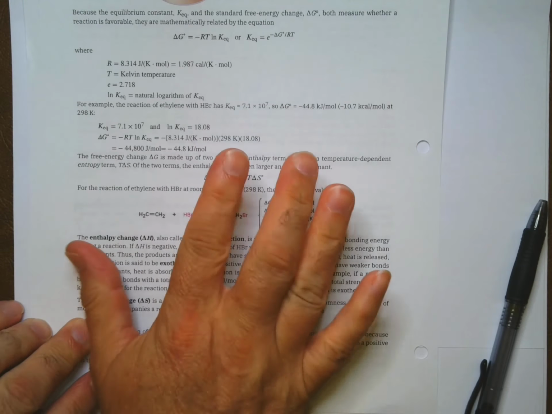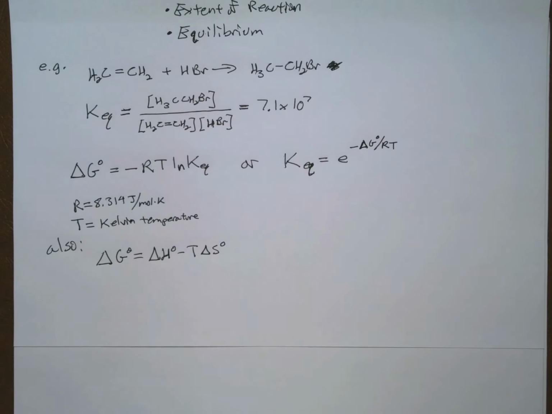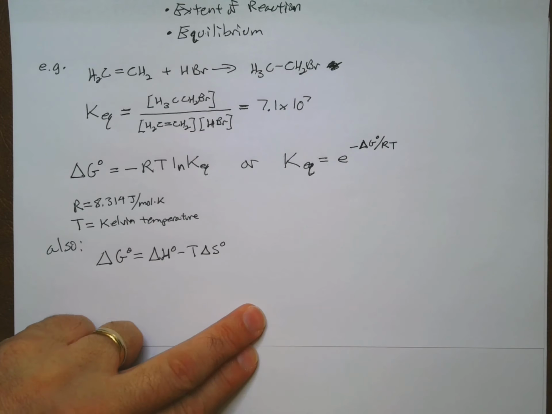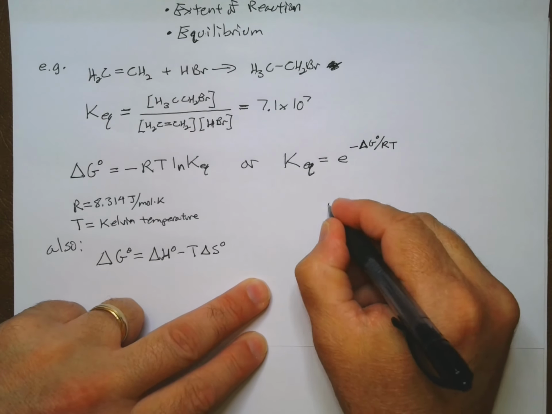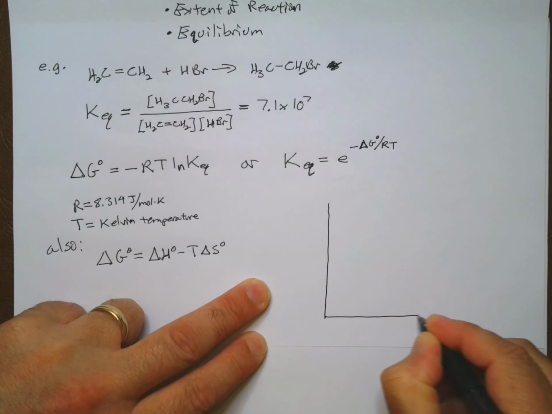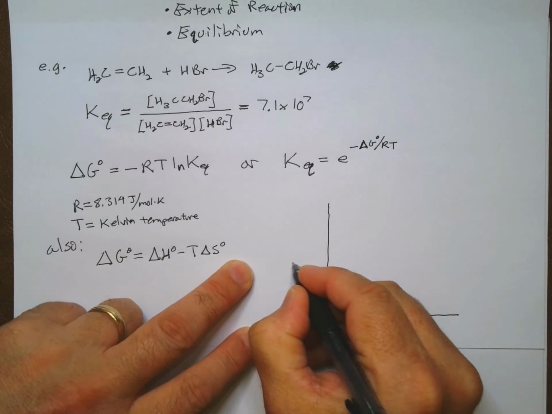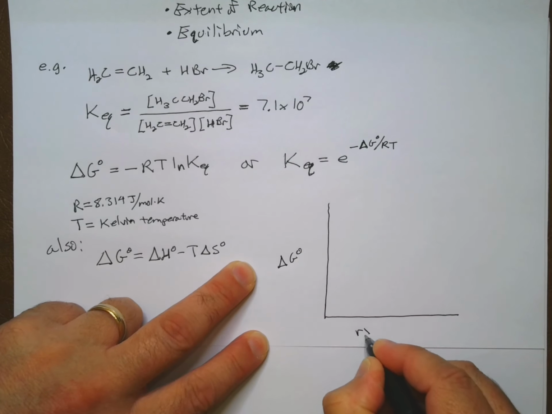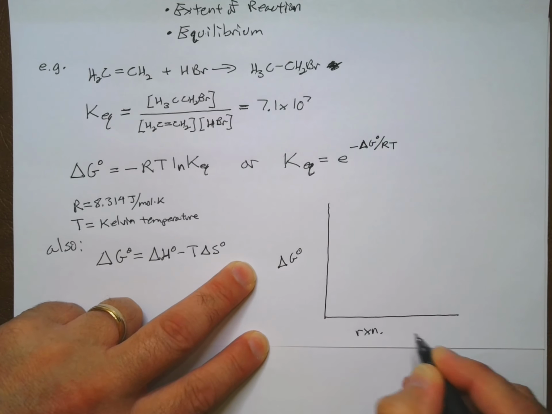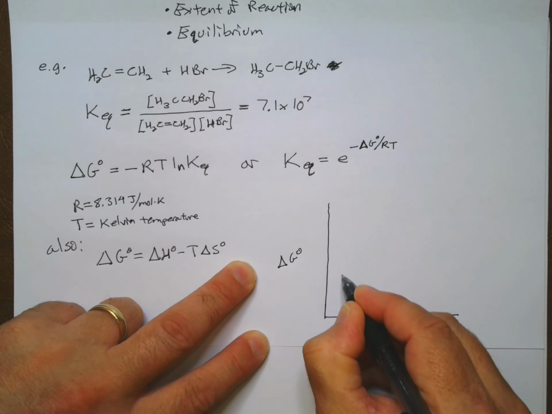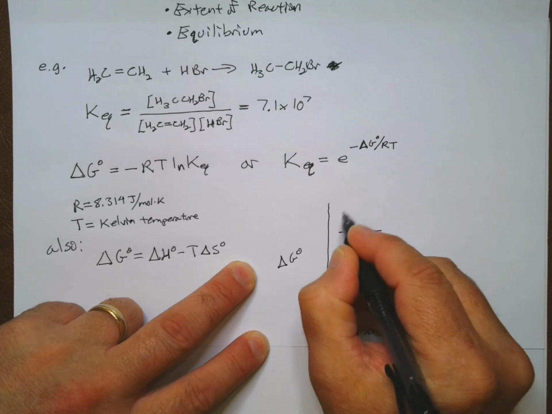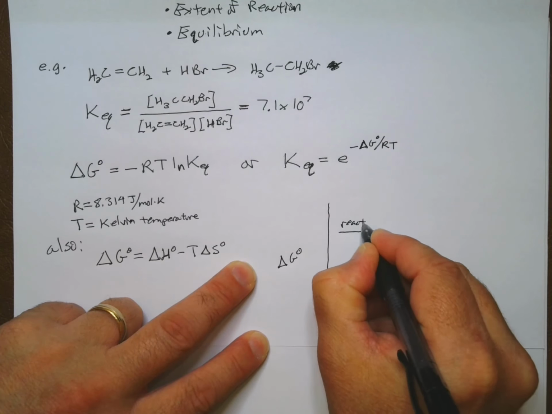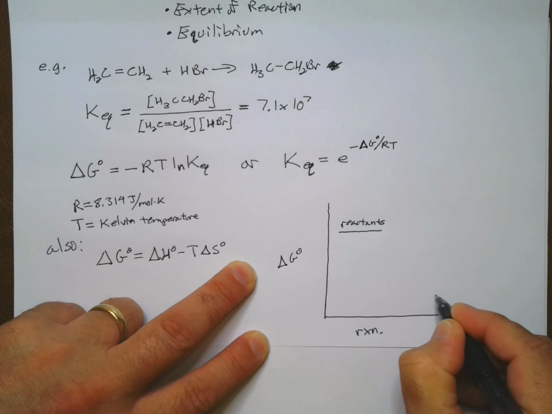So I wanted to show this to you, not to just throw a lot of numbers at you, but if we drew a diagram here, and we have delta G naught, we would have, let's say, our reactants and our products.